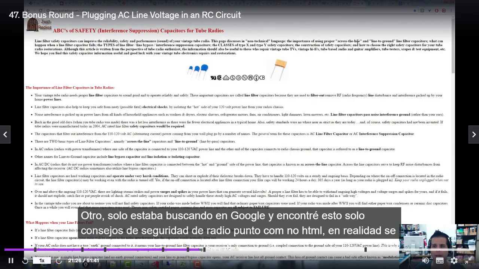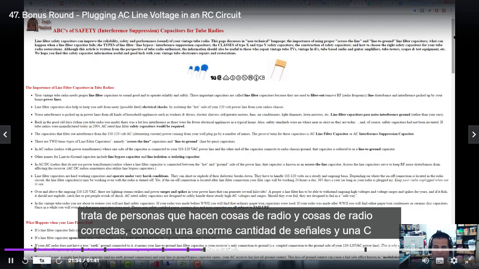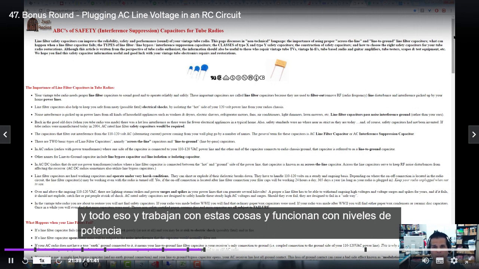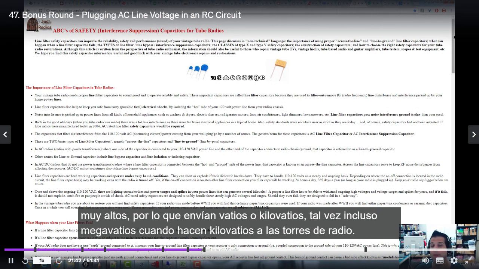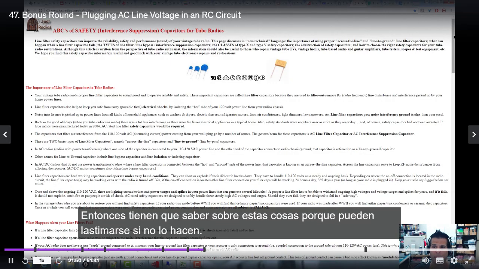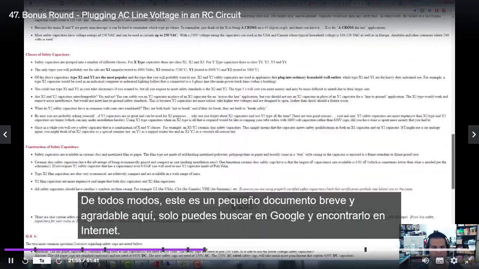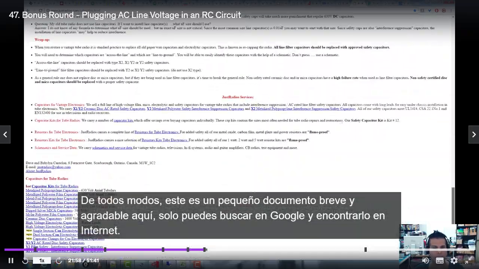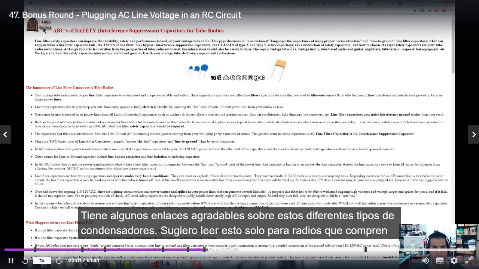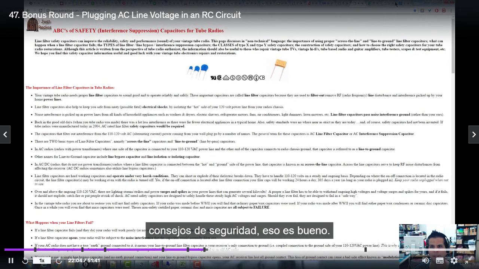Another one, I was just Googling and I found this, justradios.com, safetytips.html. This is actually people who do radio stuff and ham stuff. Ham radio operators know an enormous amount about signals and AC, and they work with very high power levels. They send out watts or kilowatts, maybe even megawatts when they make their radio towers. So they have to know about this stuff because they can get hurt if they don't. Anyway, this is a nice brief little document you can just Google and find on the internet. It's got some nice links about these different kinds of capacitors. I suggest reading this too.